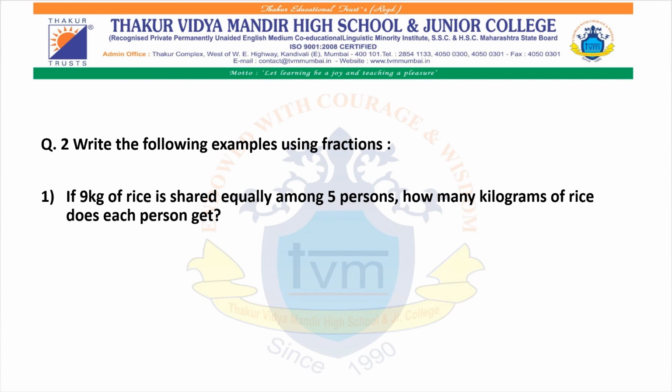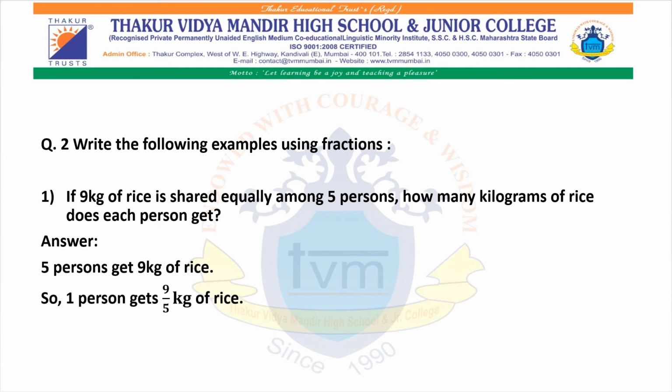Question 2. Write the following examples using fractions. First, if 9 kg of rice is shared equally among 5 persons, how many kilograms of rice does each person get? We will see the answer. 5 persons get 9 kg of rice. So, one person gets 9 upon 5 kg of rice.